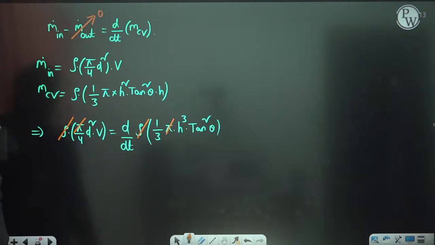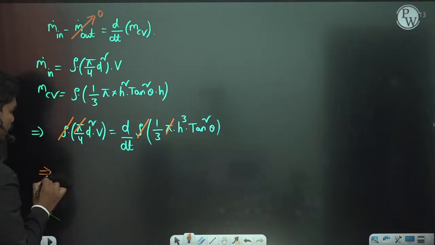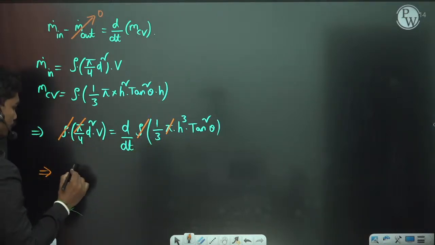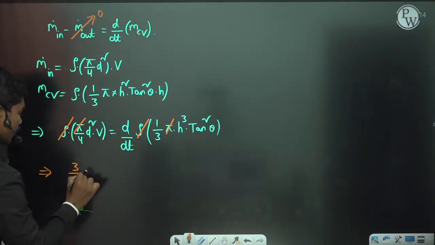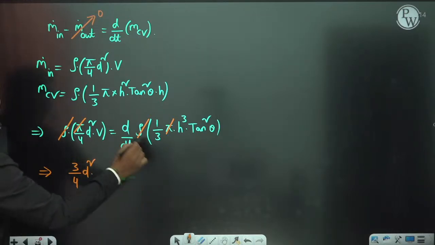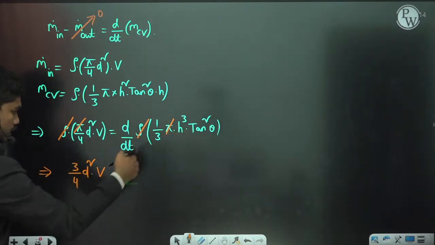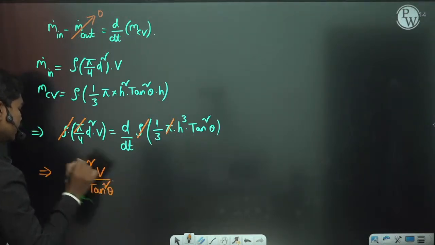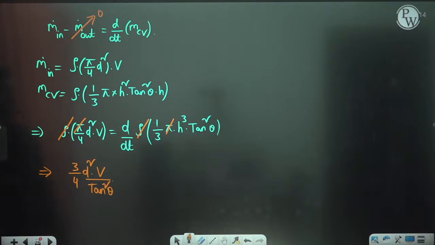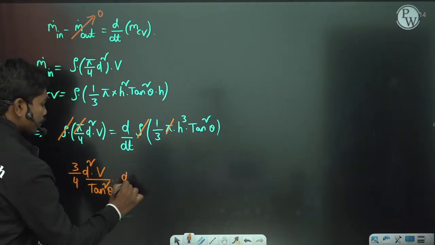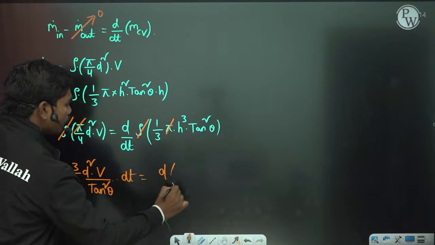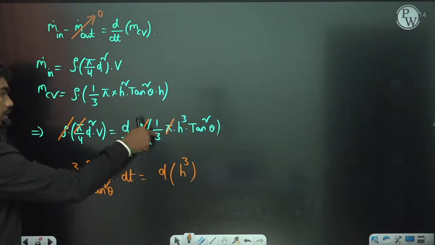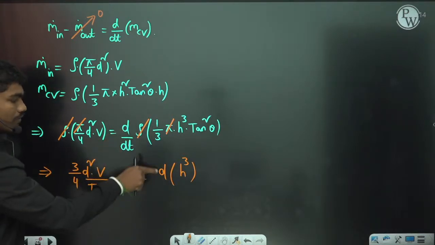Okay, so now if you simplify the things, you have 3/4. So if this 3 comes onto the top, 3/4 d square into v, and of course tan square theta is also there. So if you bring this tan square theta also, 3/4 d square v tan square theta. So this expression into dt is equal to derivative of this h cube. Okay, so this is what you have, because tan square theta you have moved here, this 3 you have shifted here. So on right hand side we have only this.